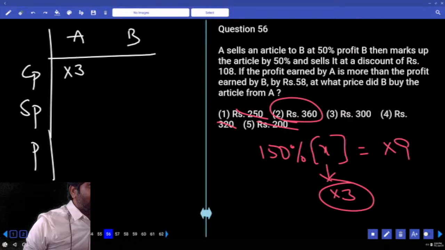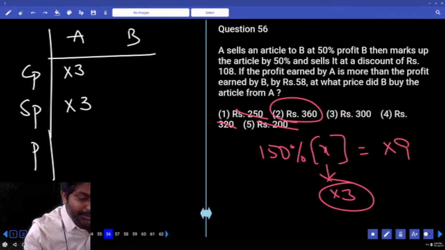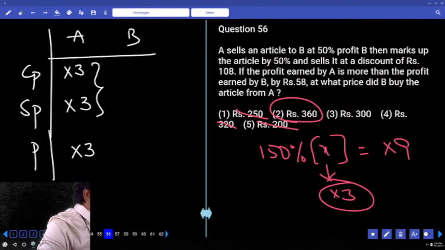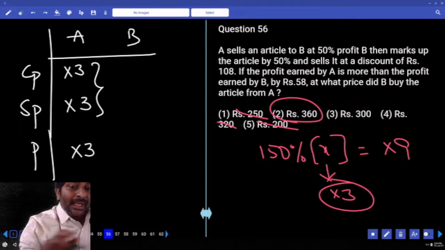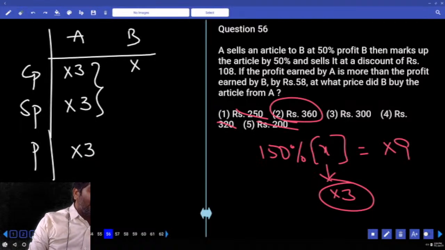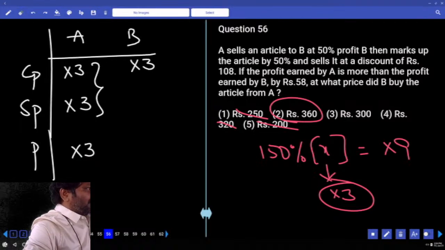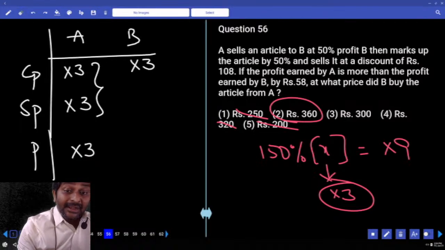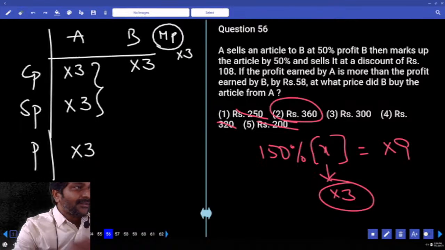Integer only, percentage value is integer, then selling price is also going to be 3 multiple, profit is also going to be 3 multiple, because profit in the sense difference between these two. Am I right? And cost price of B, it was 360 according to the third option. Basically it is a 9 multiple. Let me start with 3 multiple also. Is it clear? Now for B, market price is also 3 multiple.